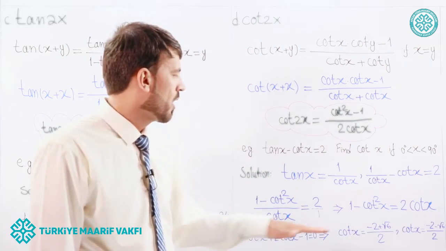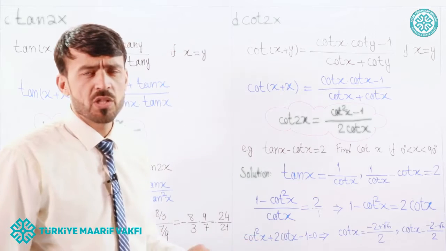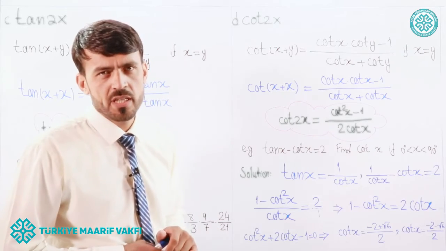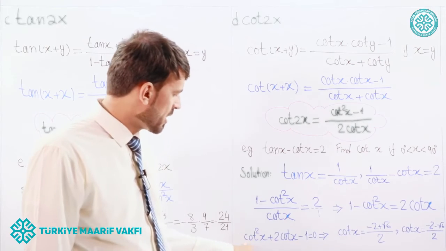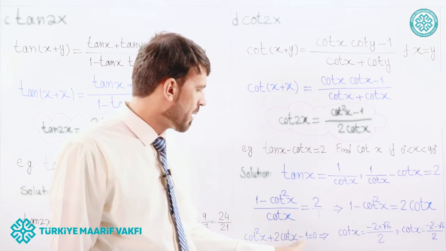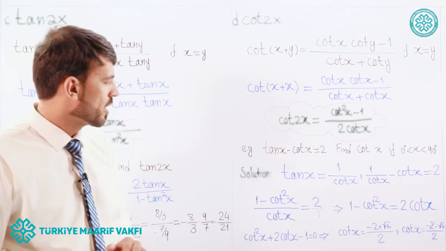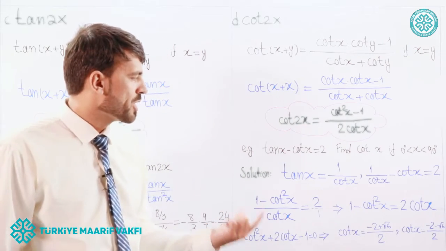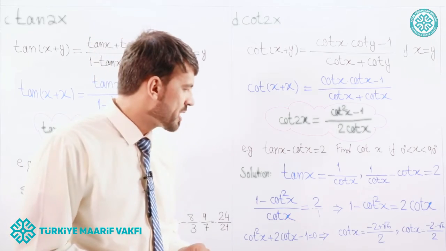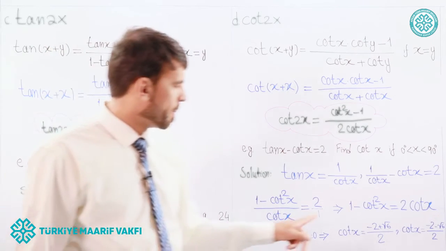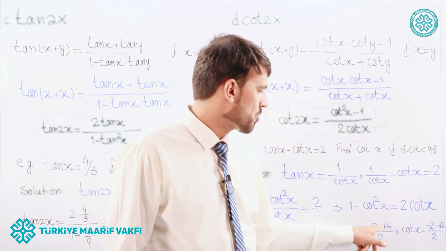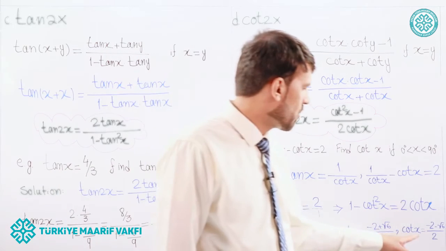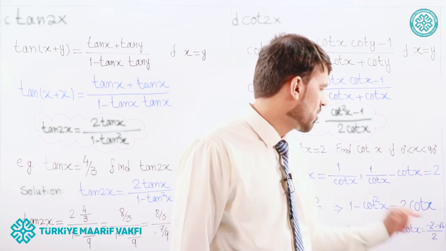So we will take all these terms to the left side and multiply by a minus sign. We will have a quadratic equation: cotangent square x plus 2 cotangent x minus 1. When we solve this quadratic equation, we will have two solutions. These two solutions will be cotangent x equals minus 2 plus square root of 6 over 2, and the second solution will be cotangent x equals minus 2 minus square root of 6 over 2.